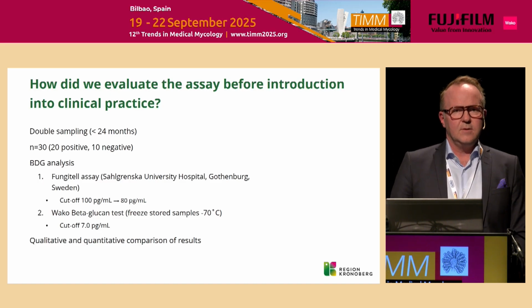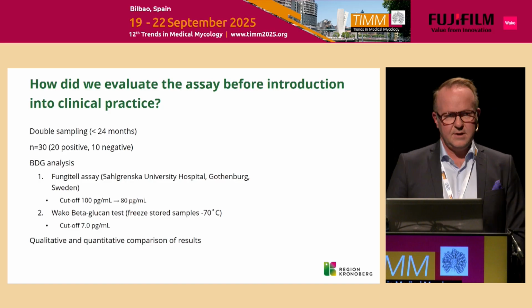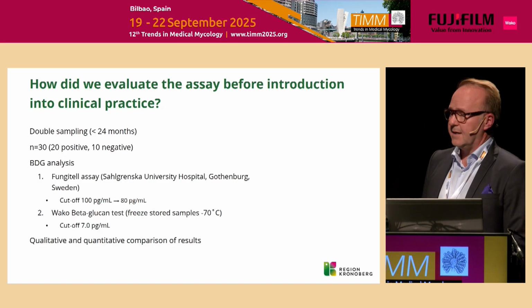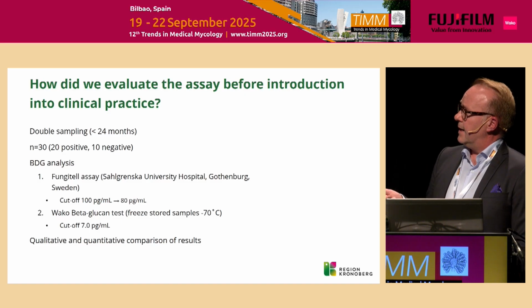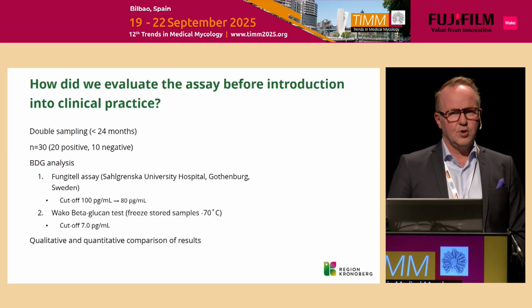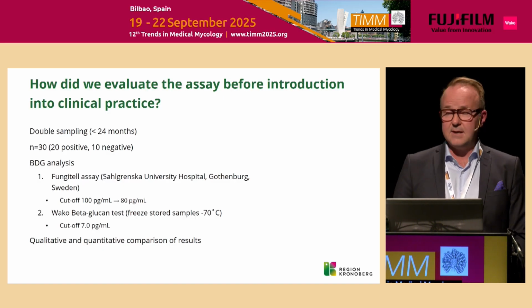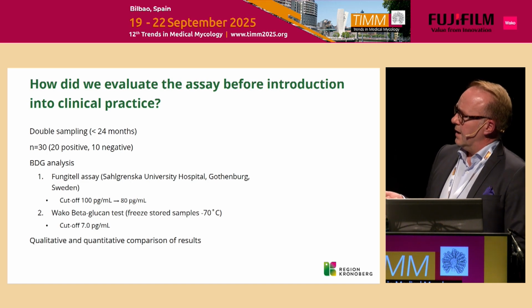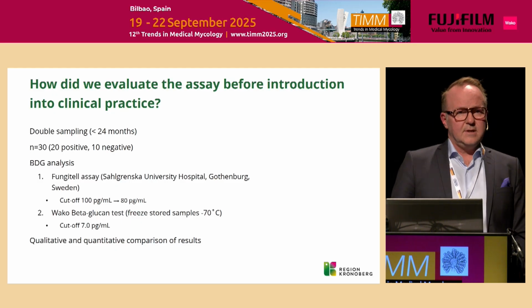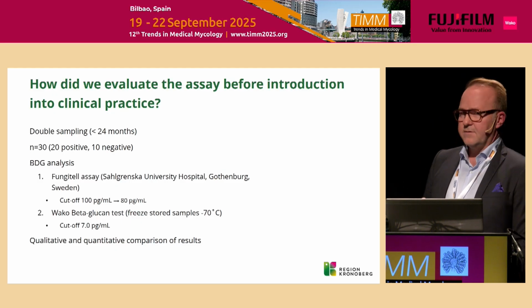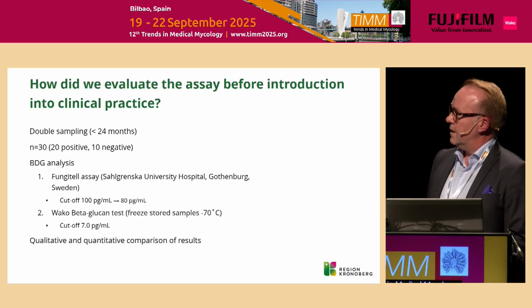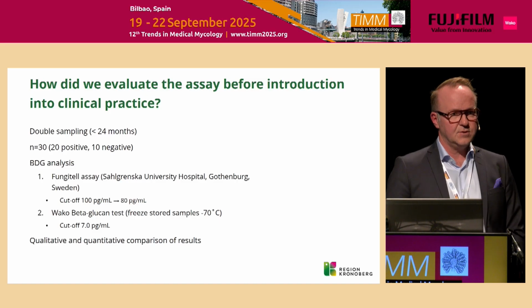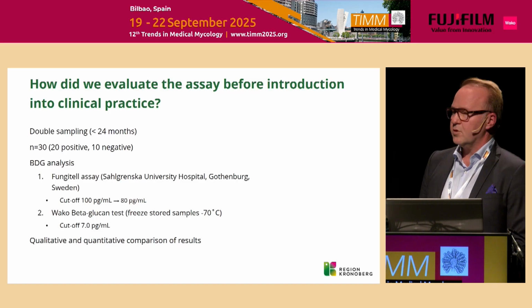We wanted, of course, to do our own small verification or validation of this. We did double sampling during 2 years, and from these, one sample was sent to Gothenburg for Fungitel assay, and we kept one tube frozen at -70 degrees. Out of these, we chose 20 positive samples of different degrees of positivity and 10 negative, and compared the results of the Fungitel assay with the WACO results, with a cutoff which had then been adjusted down to 7, also in the recommendations from the manufacturer.